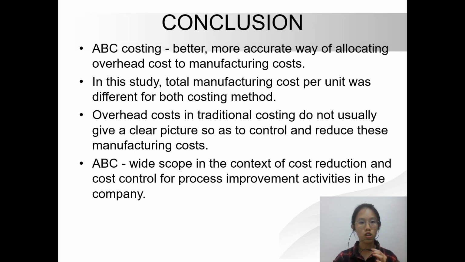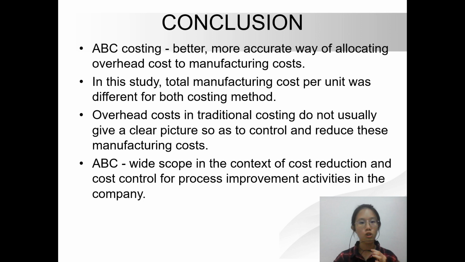Next, we come to the conclusion. As a conclusion, we can see that the ABC costing method is a better and more accurate way of allocating overhead cost to manufacturing cost. In this study, total manufacturing cost per unit was different for both costing methods. Overhead costs in traditional costing do not usually give a clear picture to control and reduce these manufacturing costs.